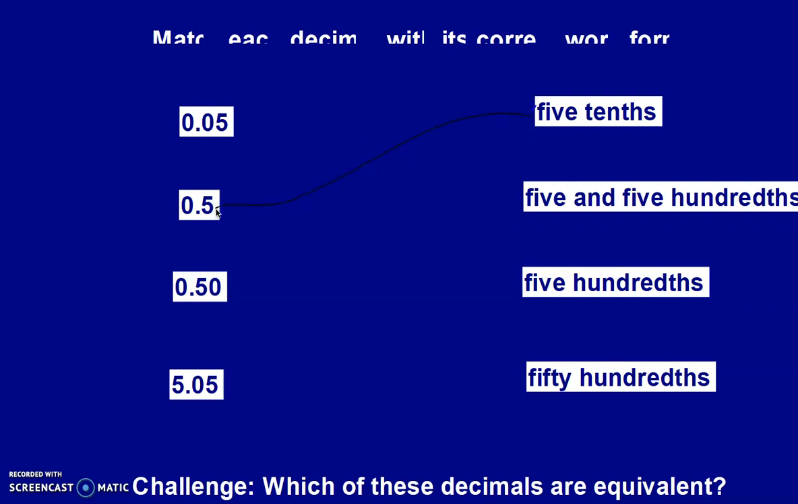5 and 5/100. The word "and" means 5 is the whole and the rest is the decimal. So the only one with 5 and 5/100 is that one. Then we have 5/100. That would be like 5 out of 100, like 5 pennies. So that's that one. And then 50/100 is the same as 5/10. So 5/10 and 50/100 are equivalent.